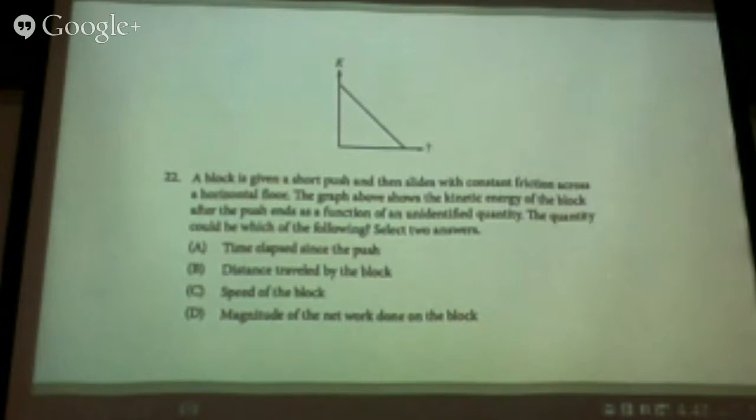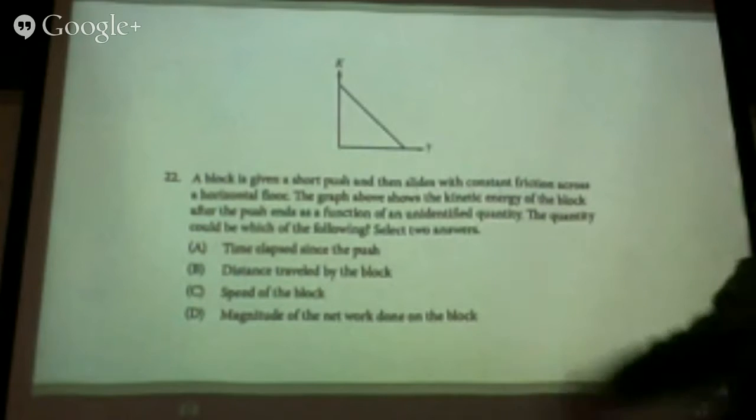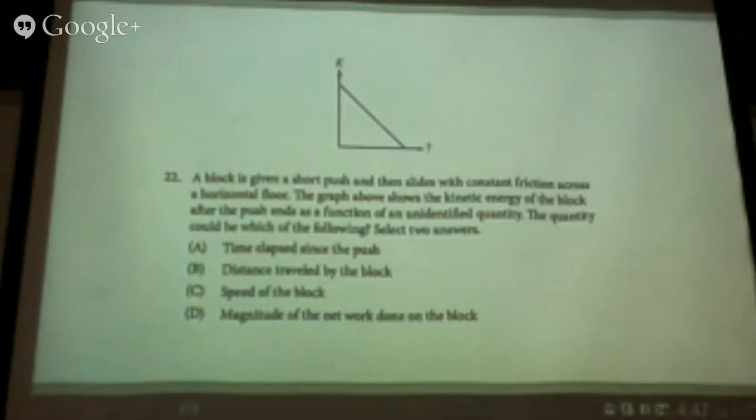Notice on this one that it is one of the multi-correct questions that would be at the end of the multiple choice section. So this one you have to pick 2 correct answers, and both of them have to be correct to get the points.